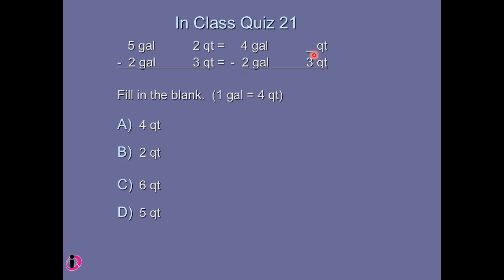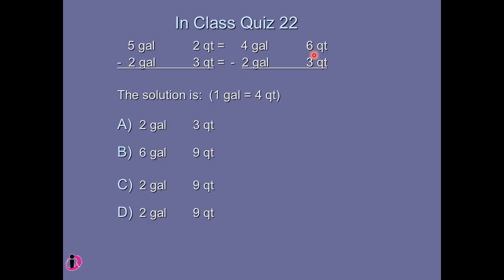Any question? Okay. Now if we do the subtraction, this is what? 6 quart minus 3 quart, so it will be 3 quart here. And this will be 4 gallon minus 2 gallon, this will be 2 gallon here, right? 2 gallon, 3 quart. So the right answer is A, right? A.